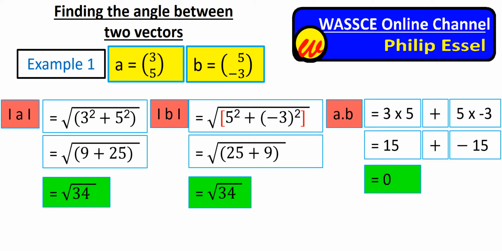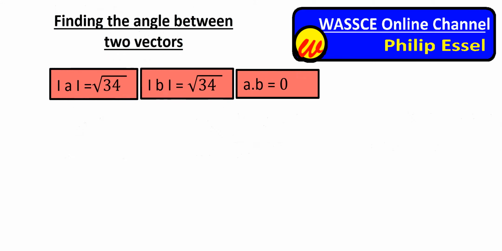So we know the magnitude of the vector A and that of the vector B. We also know their dot product. So we're going to use this information, the trio of information, to solve our problem. The magnitude of vector A is the square root of 34. That of vector B is the square root of 34. And their dot product is 0. So let's now state the formula.